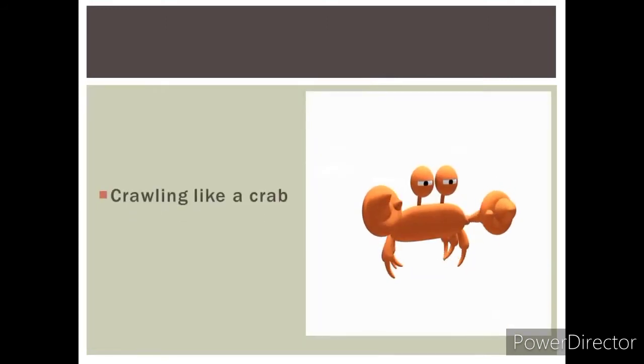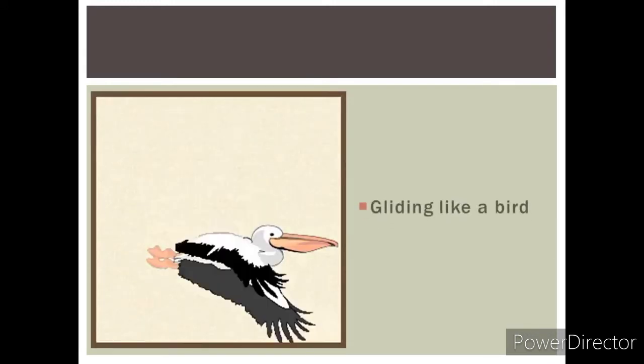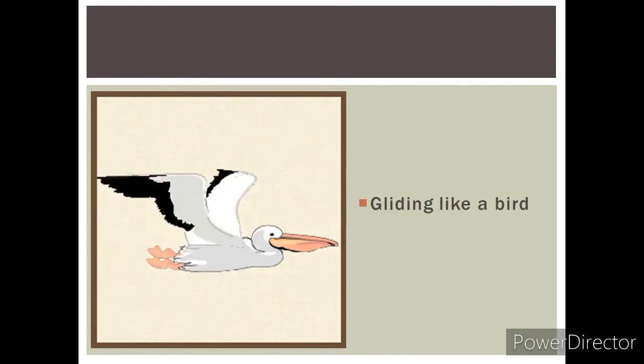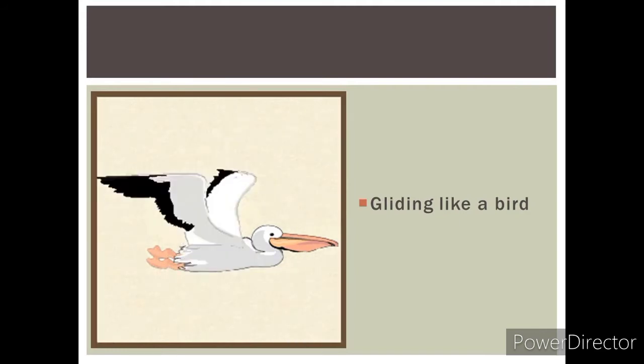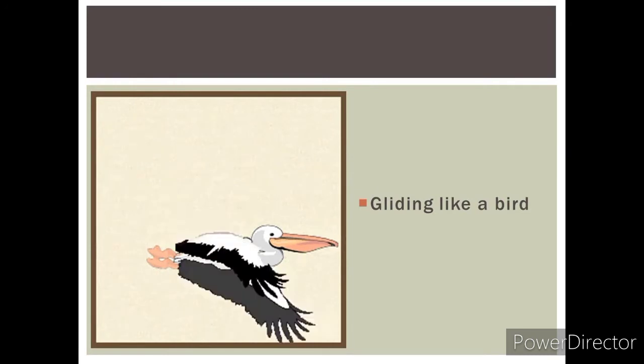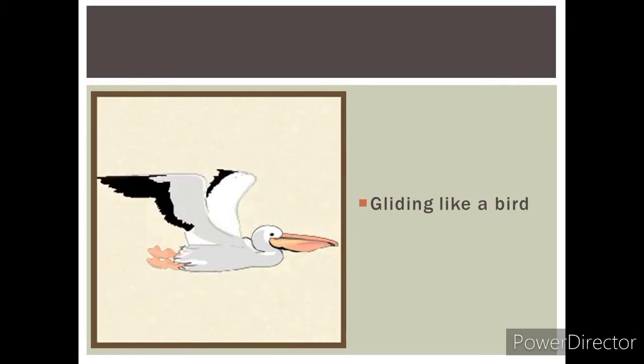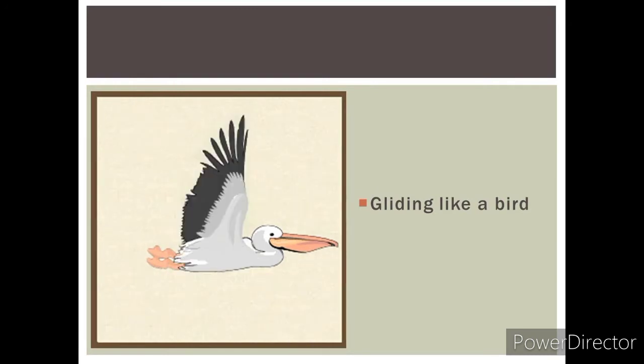Another example of this is crawling like a crab. The crab uses its 6 legs to crawl from one place to another. As the crab does that, it is following a rhythmic activity. Most of us have seen a bird fly. The bird flies by swinging its wings up and down, which is called gliding. Now, gliding is another repeated activity that is done by the bird that enables the bird to fly.